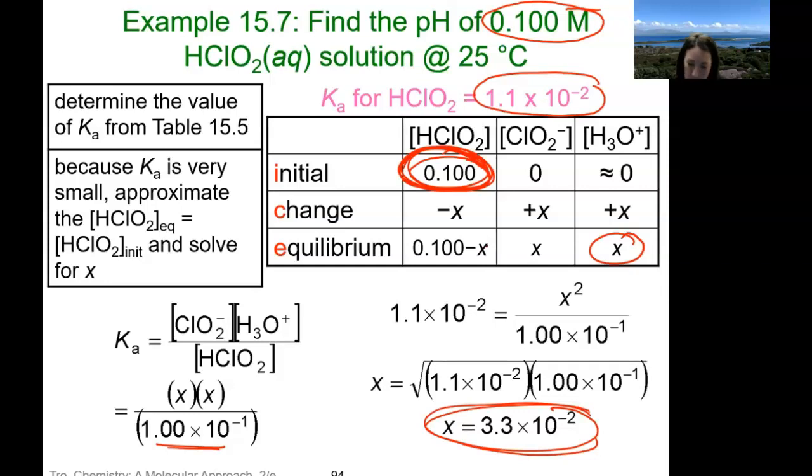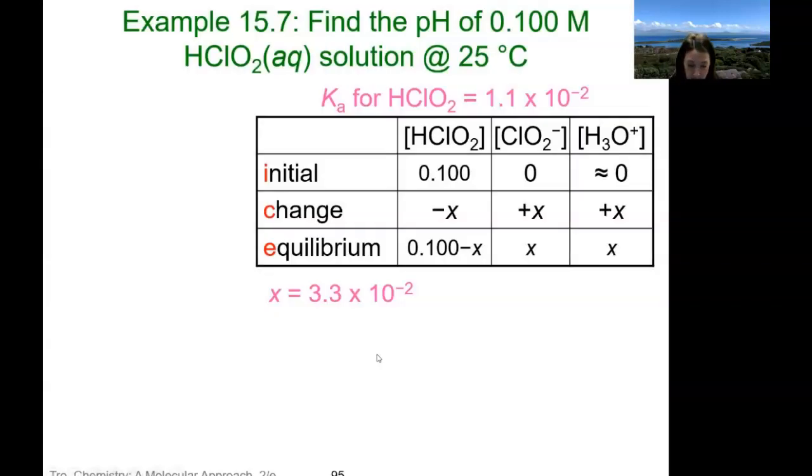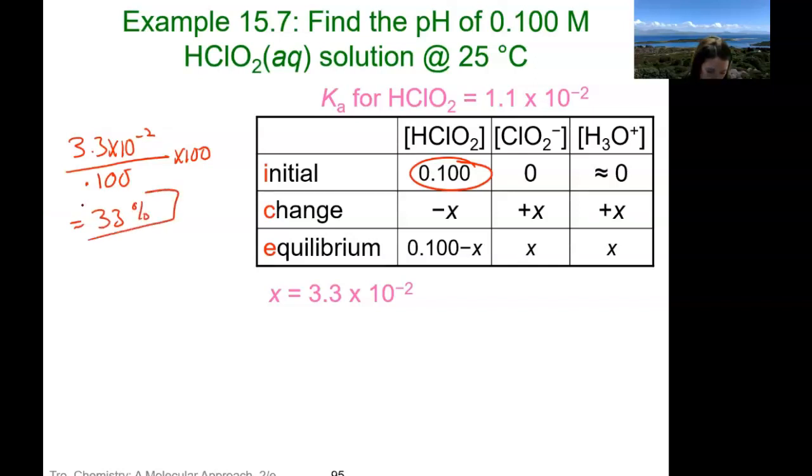Because what we're trying to see is, when we subtract this amount, is this number going to change more than 5%? Well, since this is a negative 2 and that's a negative 1 exponent, it's definitely going to change more than 5%. So if we do this, we have 3.3 times 10 to the negative 2 divided by our original 0.1 times 100. And we get 33%. Yeah, x is small doesn't work.